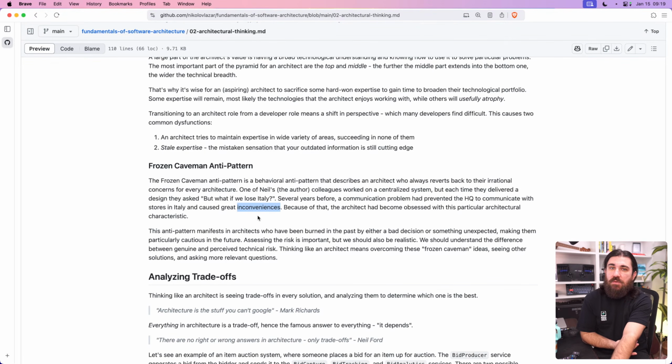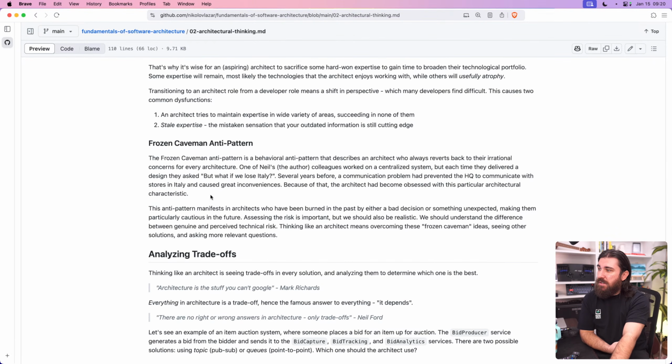I think this is softening the effect, like inconvenience. It's not inconvenience, it can be business critical, not being able to communicate to your franchises in Italy. But yeah, because of that, the architect can become obsessed with this particular architectural characteristic, which is availability, right? Or scalability. I don't know in that case what the characteristic has been, but yeah.